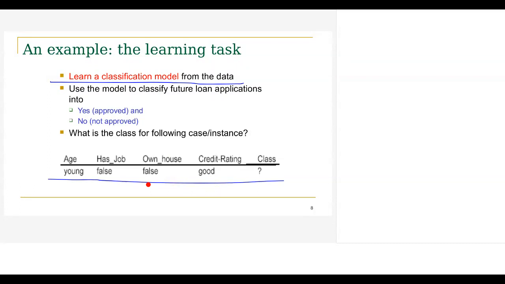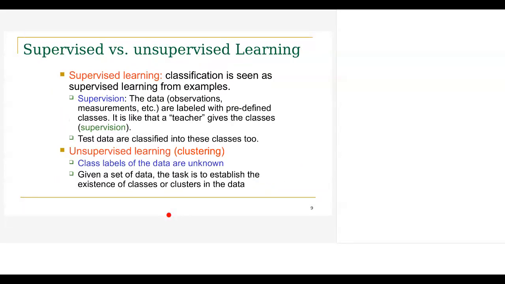Okay. Right now, for example, you people are not working anywhere. Do you have your own house? No. But your credit rating is good because the money in your account belongs to your parents. That's why your credit rating is good. If you have a job or own house, then the class is approved, and otherwise not. Okay, this is the general example.